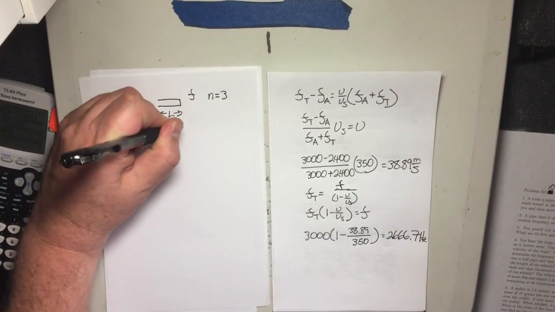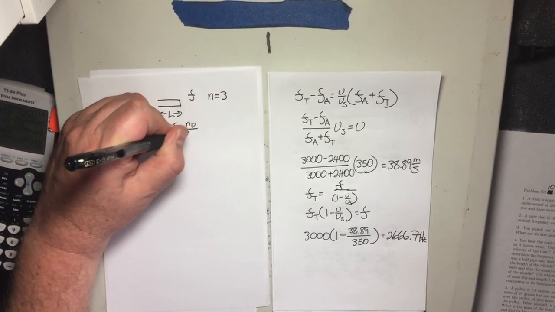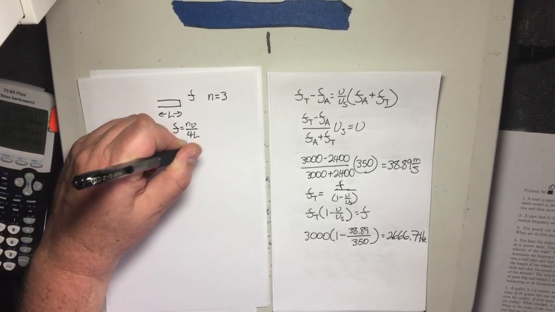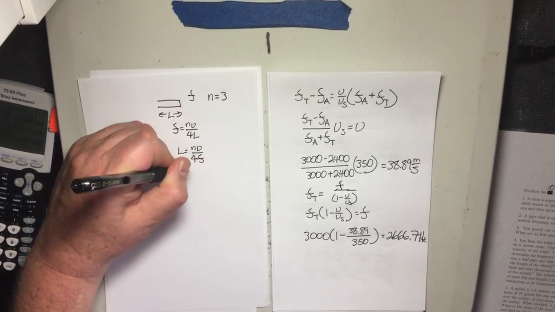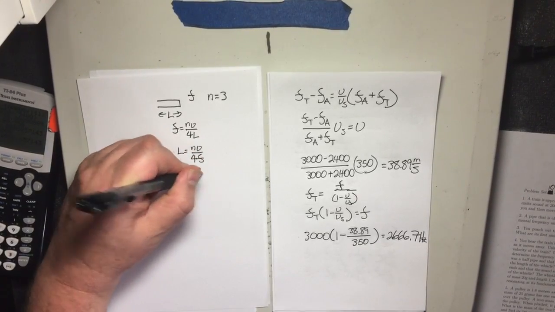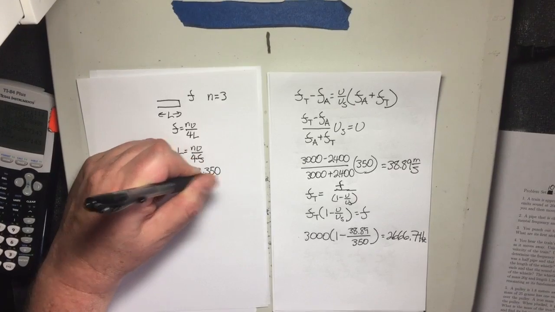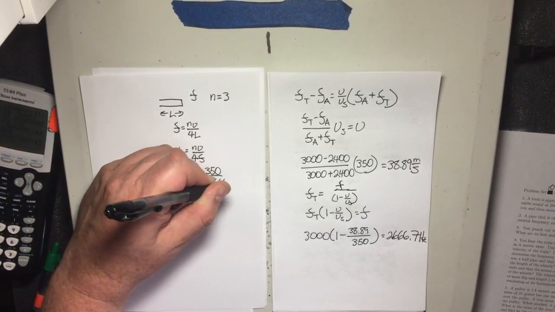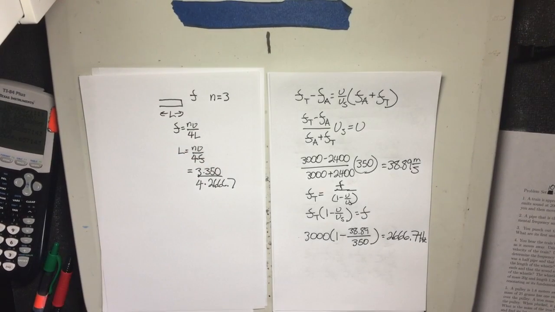The frequencies are NV over 4L. So L is NV over 4F. N is 3, V is 350. That's 4, frequency 2666.7. Solve it, you get the length.